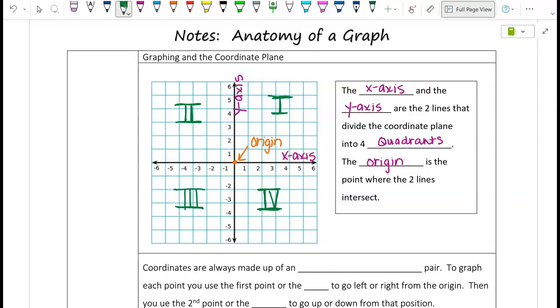And when they ask you to name quadrants, I expect you to use the Roman numerals to name them. And the Roman numerals have to have the top and bottom bar with them as well. So our quadrants, again, we start upper right with quadrant 1, and they go counterclockwise along the graph for 2, 3, and 4.